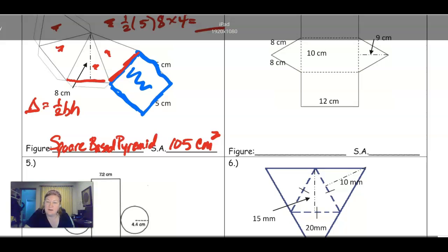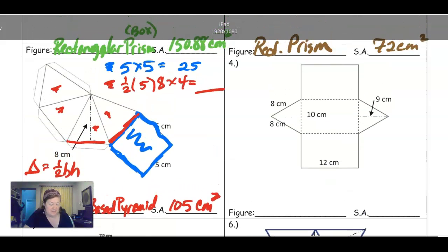Okay, and again, the big idea is the calculating part, not the naming of things. All right, so let's take a look at this other one.